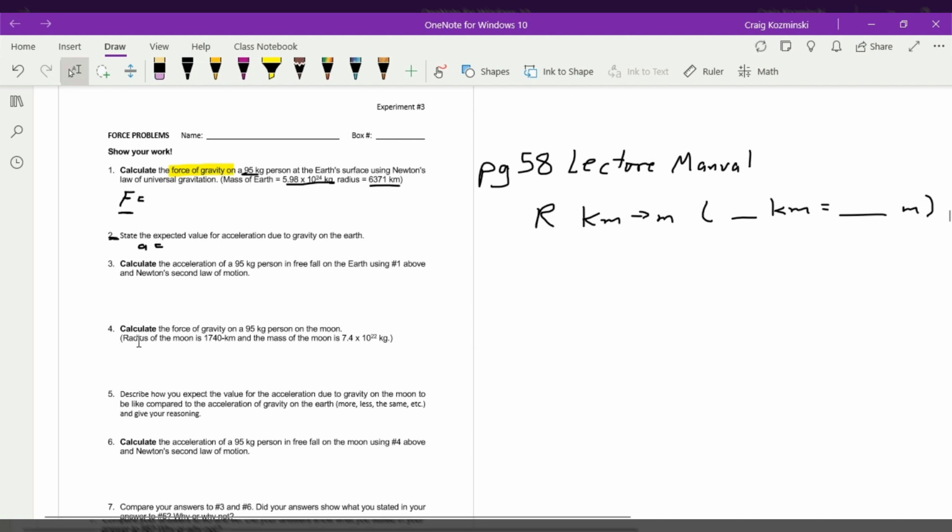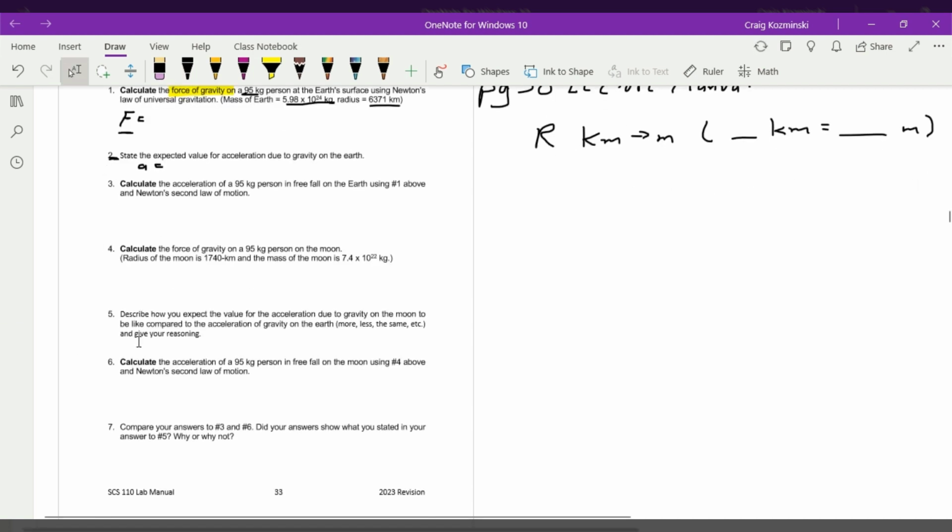In part 4, you're actually repeating the same type of calculations that you do in questions 1, 2, and 3. Again, you're calculating the force acting on a 95 kilogram person, this time on the moon. The moon has a different radius and a different mass, so we would expect the force acting upon this person to be different. And then in part 5, you're actually asked to compare what you think the acceleration due to gravity on the moon would be compared to the acceleration due to gravity on Earth.